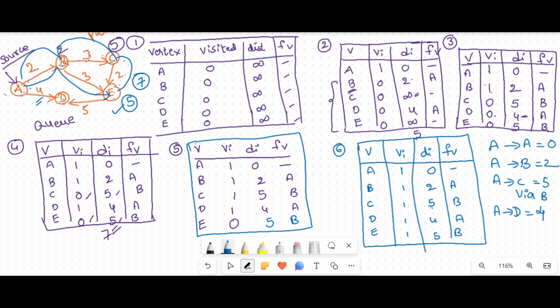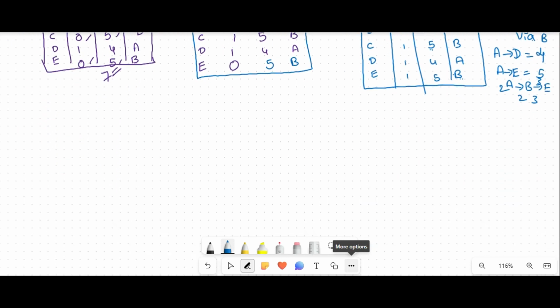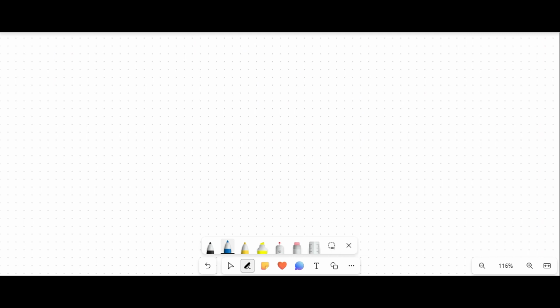See, direct edge. Okay. Next, A to E, the distance is 5 units by using B. That means A to B, B to E. The distance is 2 plus 3, 5 units. This is 2 and this is 3. Like that, you can represent the shortest path, single source shortest path routing algorithm. Without representing this distance table also, you can do like this. Suppose A, B, another example of single source shortest path routing: D, E, F. For example, if this is the graph.